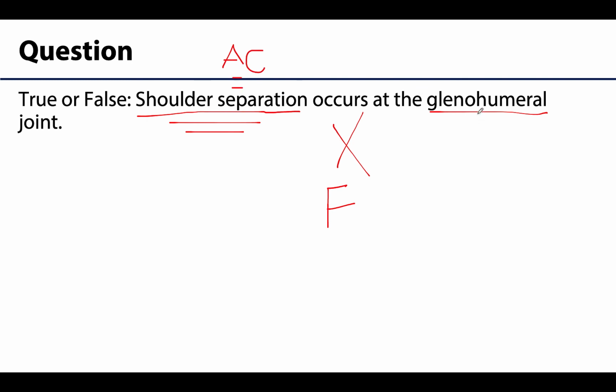Whereas at the glenohumeral joint, you can have a dislocation as well as many other pathological considerations that we didn't get into in this video. Sometimes people get the terms shoulder separation and shoulder dislocation mixed up. Shoulder separation is more associated with the AC joint, and shoulder dislocation is more associated with the glenohumeral joint.